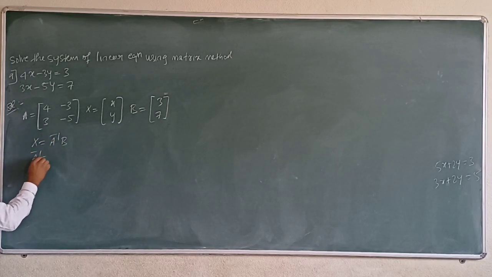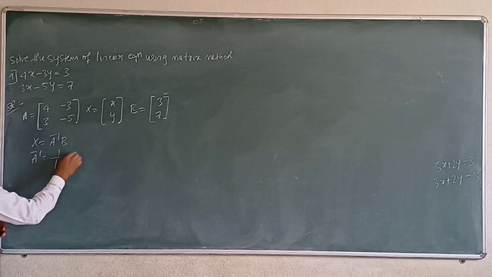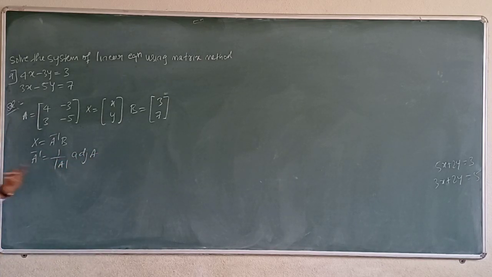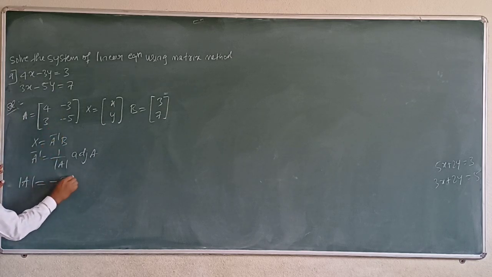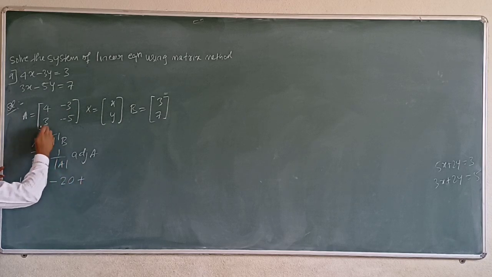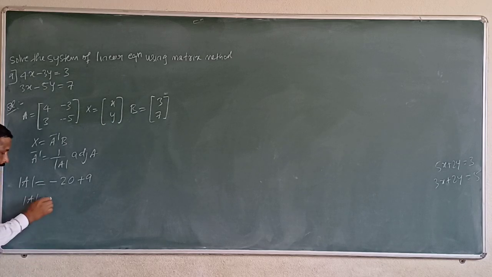A inverse is nothing but 1 divided by determinant of A into the adjoint of A. Find out the determinant for the given question here. Determinant of A is equal to plus into minus minus. 4 5s are 20. Minus into minus is plus, 3 3s are 9. Determinant of A is equal to minus 20 plus 9, that is minus 11.